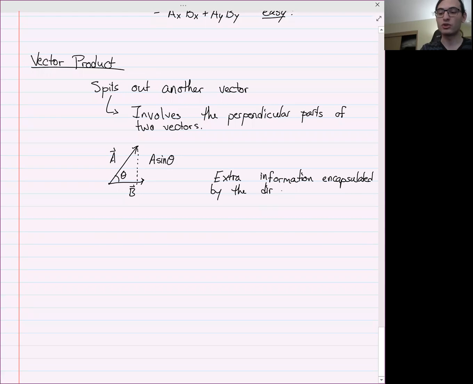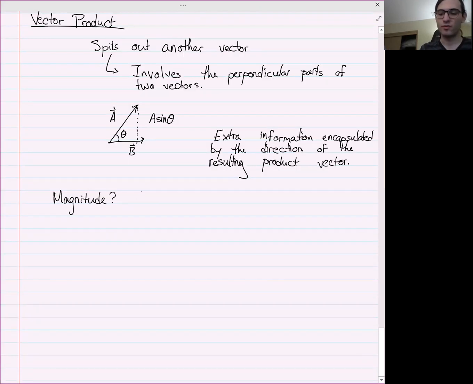So the magnitude will just involve the perpendicular length and the length of the second vector, but the direction of the resulting product encapsulates what direction the first vector was perpendicular to the second vector in. So the extra information is encapsulated by the direction of the resulting product vector. So what's the magnitude of this vector? Turns out there's a neat geometric fact.